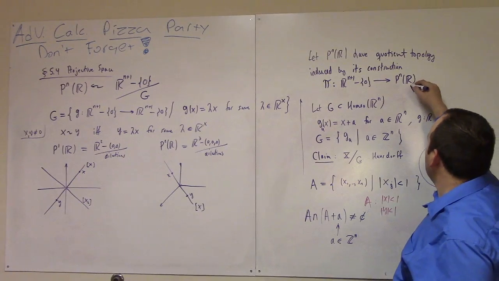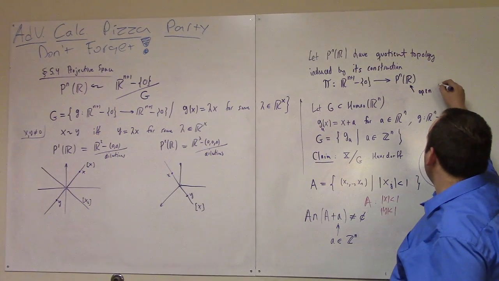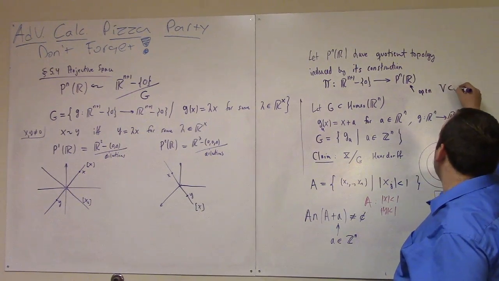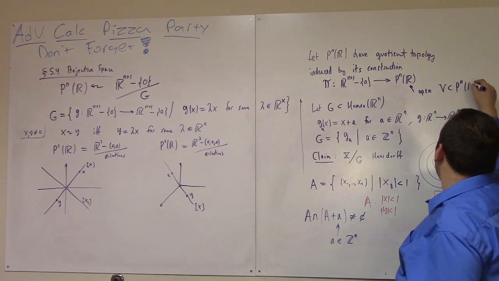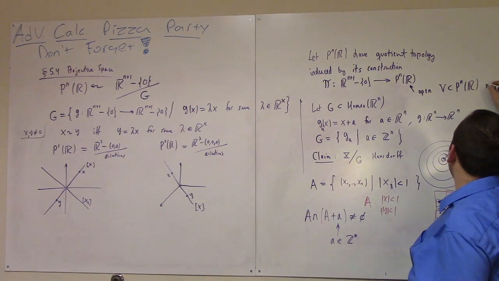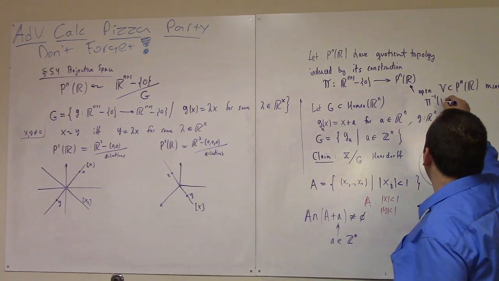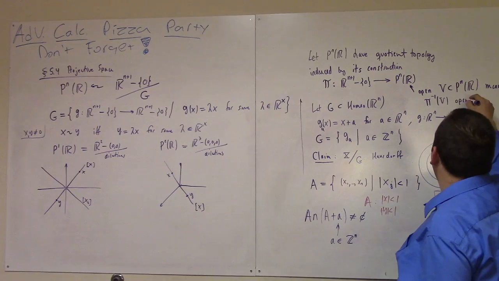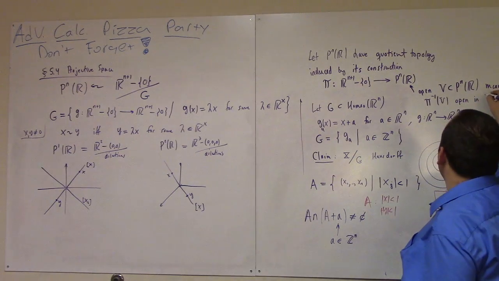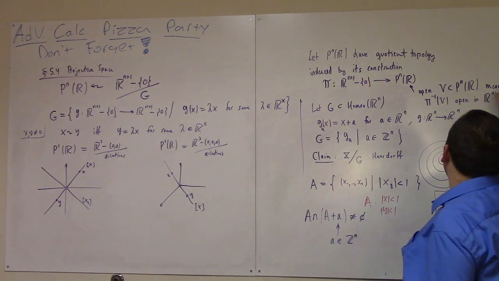So V, a subset of P^n R, is open means that pi inverse of V is open in R^(n+1).